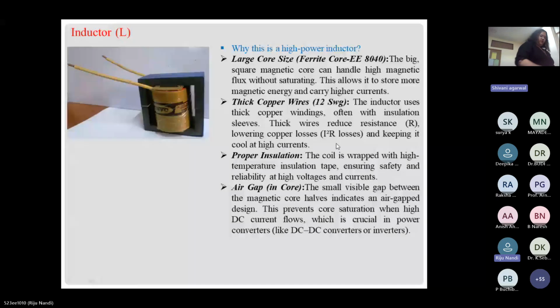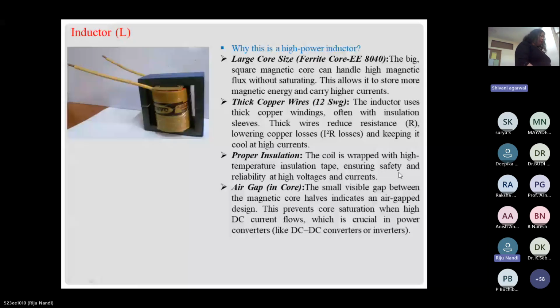I have designed this for 20 to 25 ampere. For proper insulation, you can see that the coil is wrapped with high-temperature insulation tape, because when current is high, temperature is also high. So I have used that for the coil, for insulation safety and reliability at high voltages and currents.